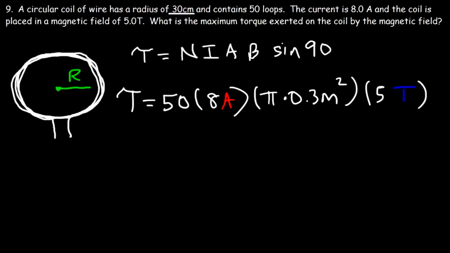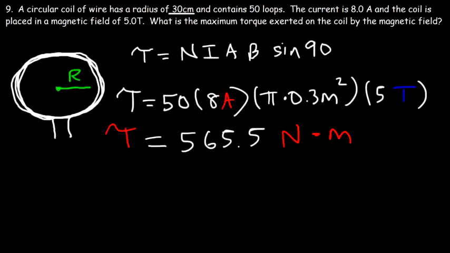So let's start with the area. 0.3 squared times pi, which is 9 pi over 100. That's 0.2827. If we multiply that by 5 times 8 times 50, you should get 565.5. So don't forget to square 0.3. And so that's it for this problem. Actually, the unit is not Tesla. That's for the magnetic field. The unit for torque is newtons times meters. So this is it.